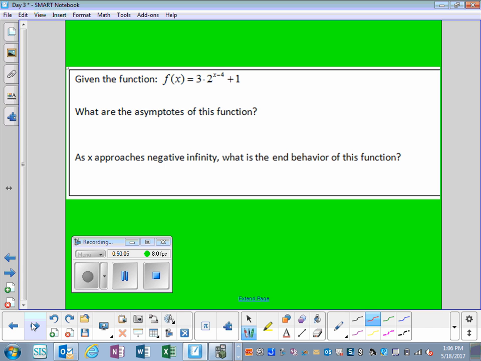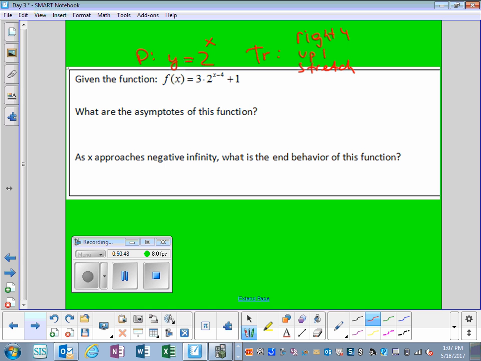Okay, let's do the examples. What are the asymptotes of this function? You can do the graph using the calculator first, or you could just apply transformations, right? So let's look at the transformations. What is my parent function for this one? Y equals, yes, I keep the base and then the simplest one. So what are the transformations? Right 4, since I'm replacing x with x minus 4. Up 1, and stretch.